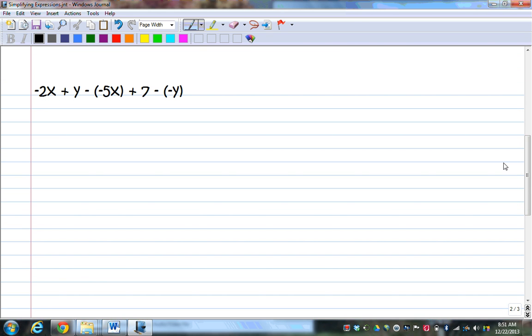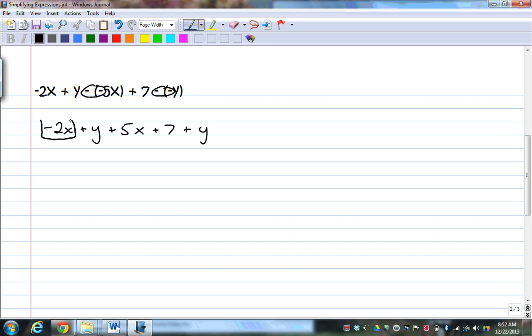This one right here is challenging because of the minus a negative right here. This is the only time I suggest you make some changes before you actually simplify. So I would change this to negative 2x plus y. Remember that minus a negative becomes plus a positive. They cancel each other out. Plus 7 plus y.